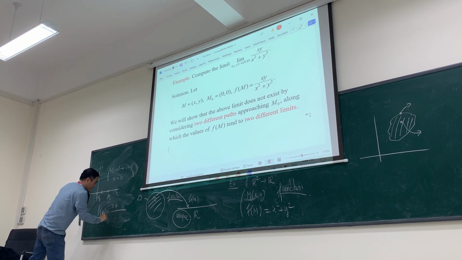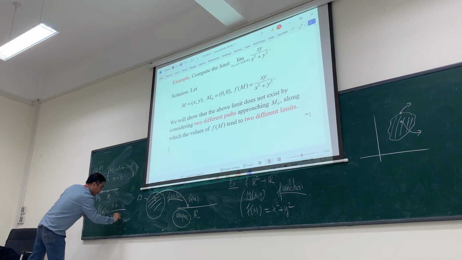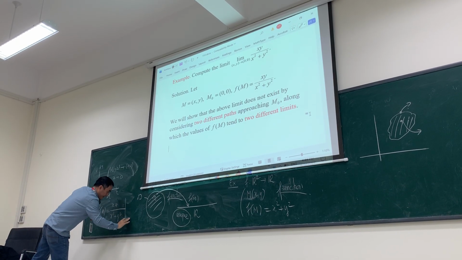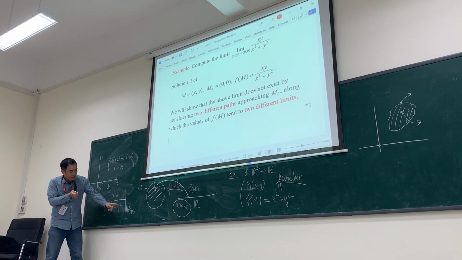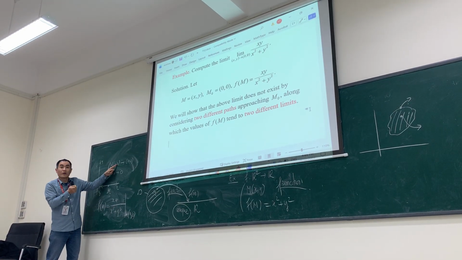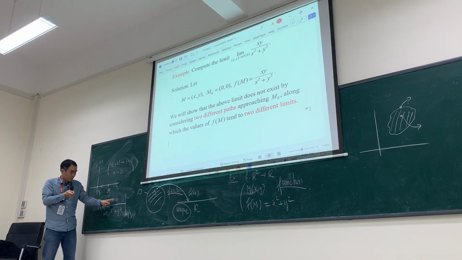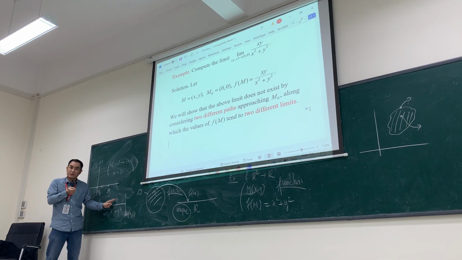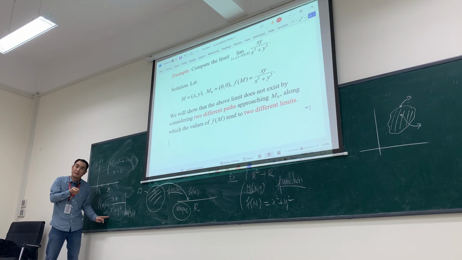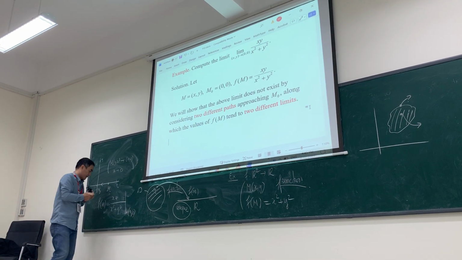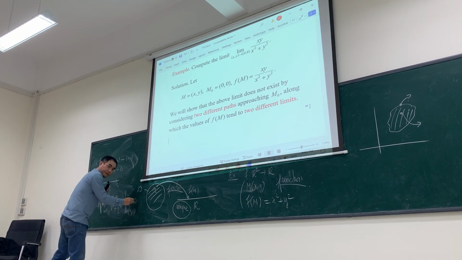xy over x squared plus y squared. Here M has coordinates (x, 0). M has the form, does that mean y equals 0? Okay, we can substitute y equals 0. We have a value here, we can put 0. So f(M) equals 0.